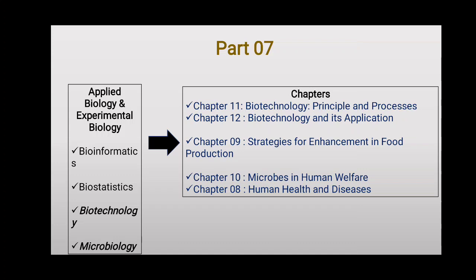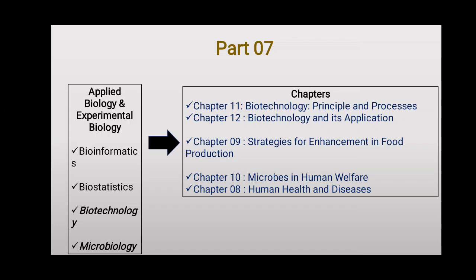When we talk of the syllabus now, so let me come to that later. Chapter 11 deals with biotechnology principles and processes, and chapter 12 deals with biotechnology and its applications. Chapter number 9 is strategies for enhancing food production. This is something you can say is the outcome of the syllabus. Outcome means that ultimately we are relying on food, and we always want our yield to be higher. Yield means our production should be higher.